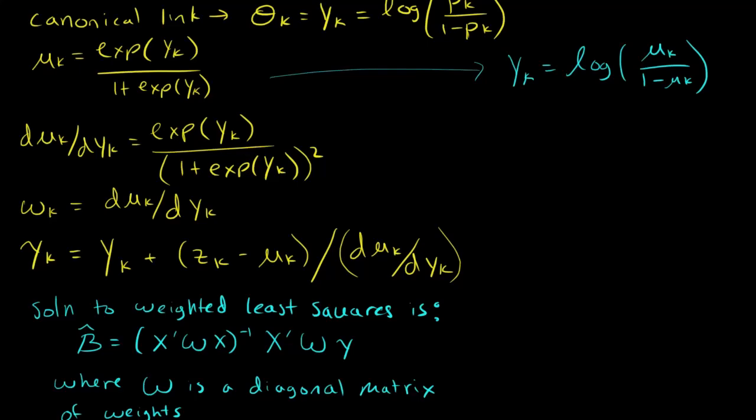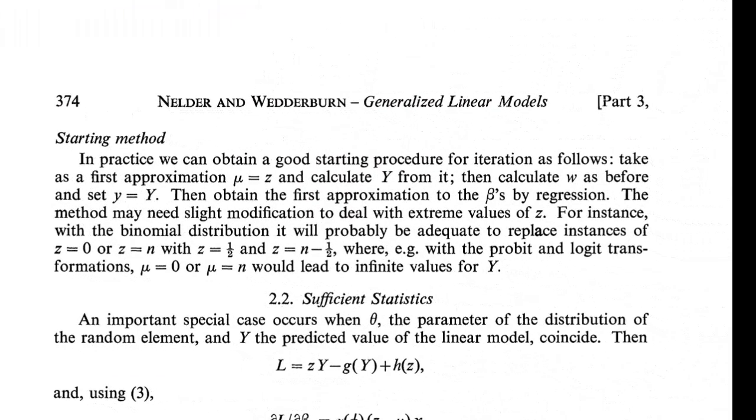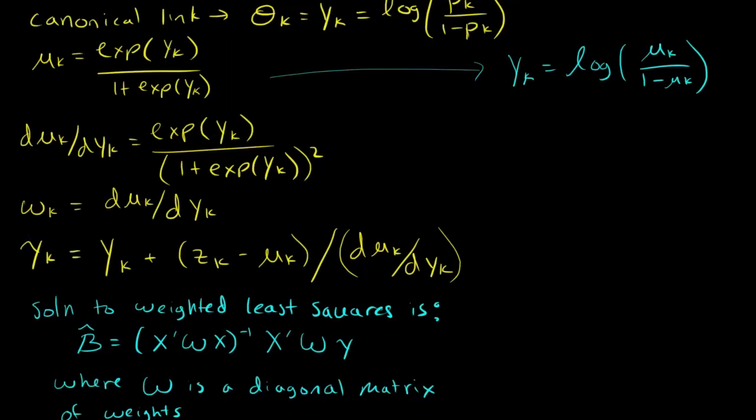Okay. Then, once you've done that, calculate w and set y equal to capital Y. So that's what we'll do. Okay, so we'll calculate W, and then we'll be able to solve for this, and then we'll be able to get our first estimate for the weighted least squares.